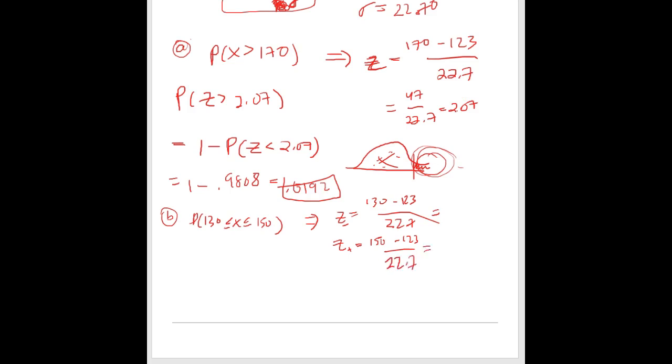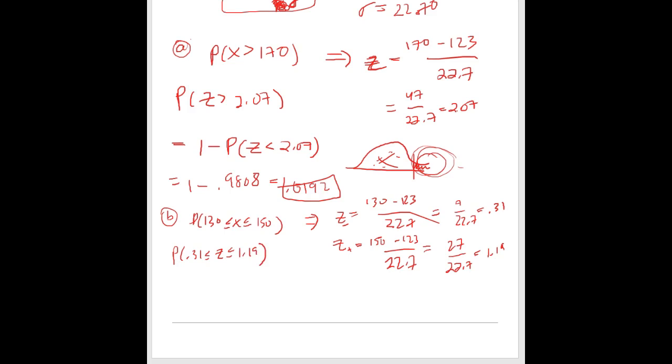Alright, so we're finding both of these z-scores out. And we get 7 over 22.7 here, and we get 27 over 22.7 here. And so the 7 over 22.7 is going to equal 0.31. Remember, that is not a probability. That is a z-score. And then this is going to be 1.19. So now our probability expression becomes the probability that z is between 0.31 and 1.19.